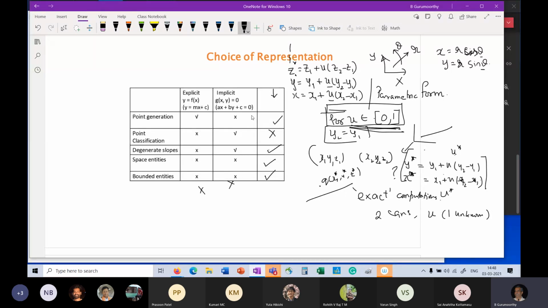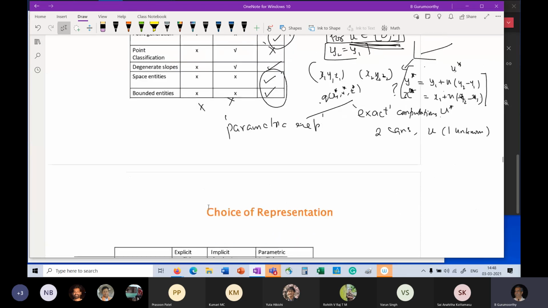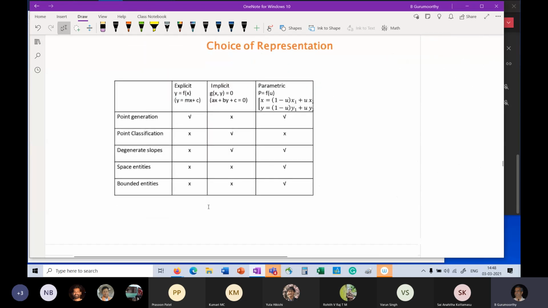But the game is, I hope, already clear to you, right? Because it is able to handle these three quite well, we will prefer to go with the parametric representation. And so we will say that our CAD system will be built on the parametric representation of entities. Okay, so here is the filled form for this one. And as I said, except for point classification, it scores on all of them. And because it scores well in the last two, the space entities and the bound entities, we take the parametric representation.